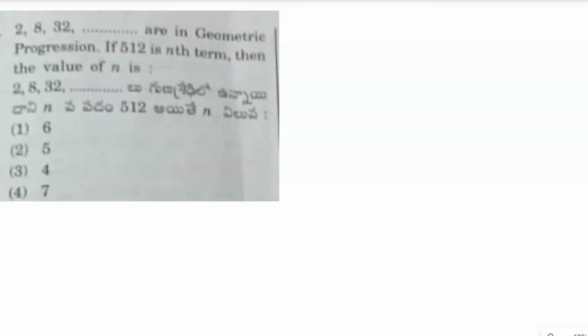Now let us see question number 98. Given 2, 8, 32 are in geometric progression. If 512 is the nth term, then the value of n is dash. So given 2, 8, 32, and so on, these are in GP. GP means geometric progression. So here why they are in geometric progression? Because whenever 2 is multiplied with 4, you got 8. 8 into 4 is 32. So every time the common ratio is 4. So here first term a is 2 and common ratio between each two terms is 4.